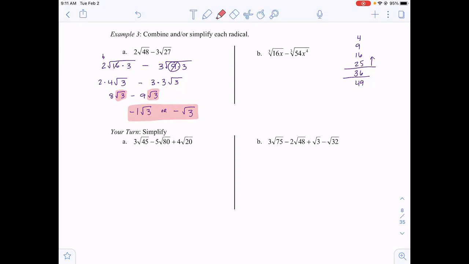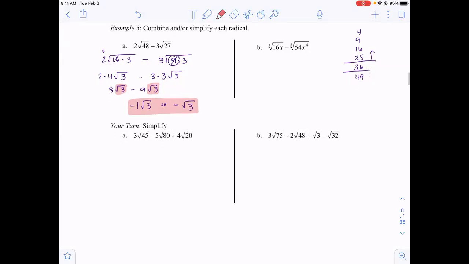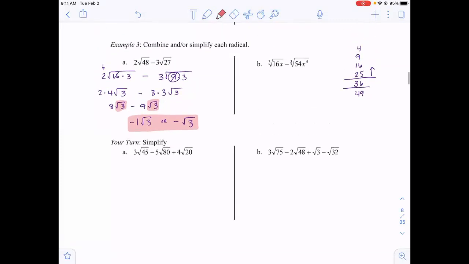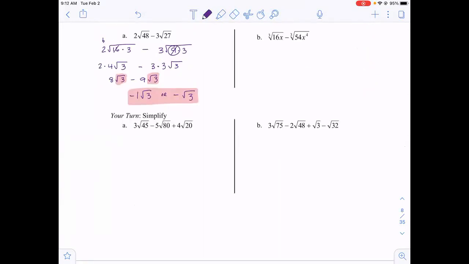All right, problem B. This one is cubed roots. Erase this because I don't need the square roots. So cubed roots. So I want something that is x cubed.